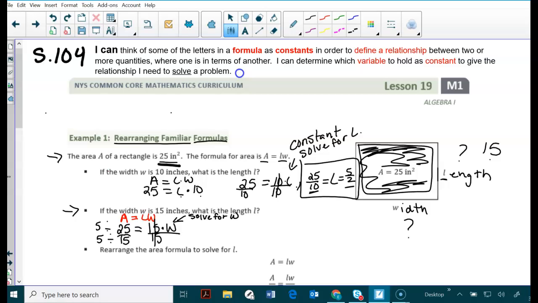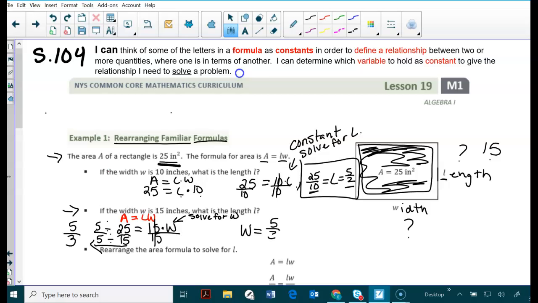So I'm going to divide both of them. So 25 divided by 5 is 5. 15 divided by 5 is 3. So my final answer is width equals 5 divided by 3.